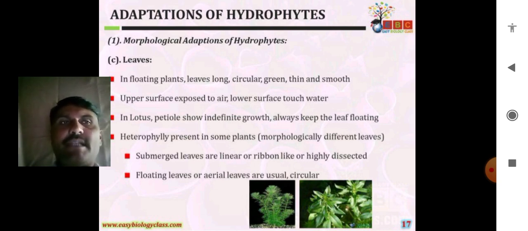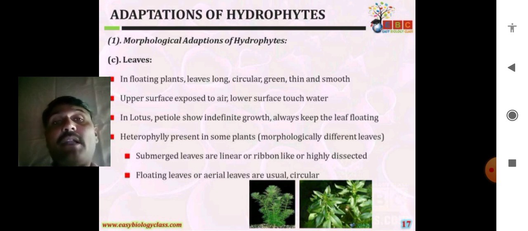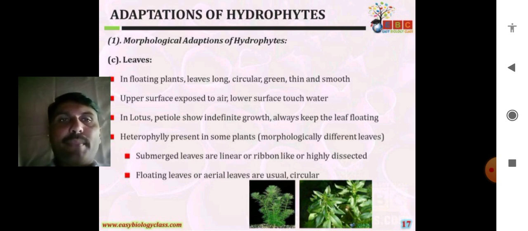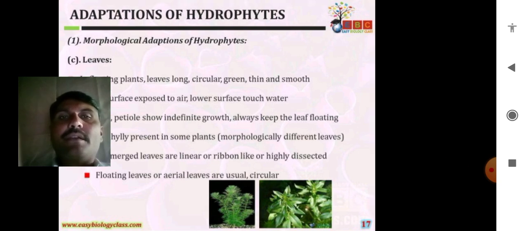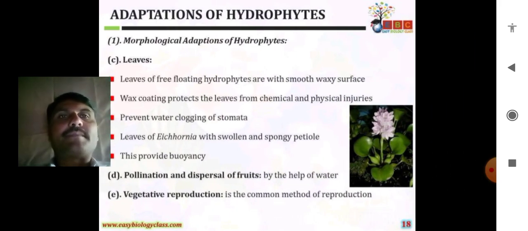Heterophylly is present in some plants. Heterophylly means different types of leaves are seen on the same individual. Submerged leaves are linear, ribbon-like, or highly dissected. Floating leaves are usually circular.